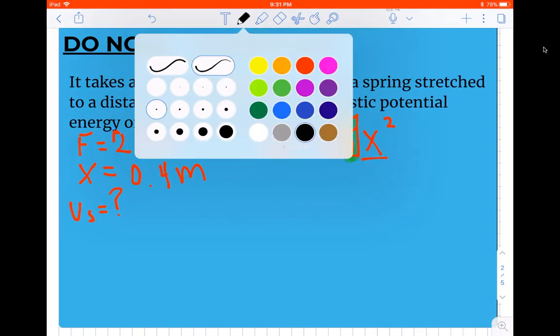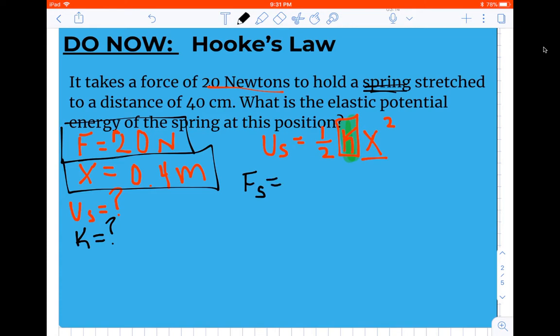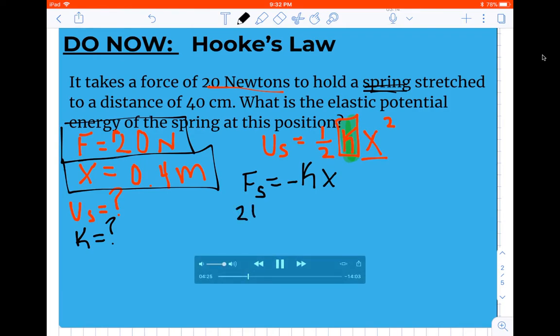Well, hopefully we're thinking Hooke's law, right? So in order to find K, if we know the force and the displacement, which according to Hooke's law for an ideal spring are proportional, we can use Hooke's law, which states that the restoring force, F sub s, is equal to negative K times the displacement or stretch of the spring. So I'm going to take my values and plug in.